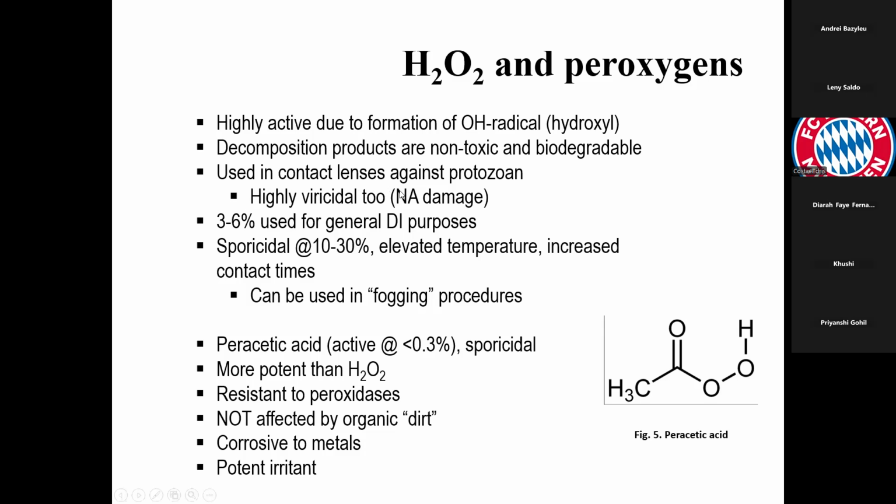As far as them being used for contact lenses, it's okay. You don't have to memorize this. Actually, it's just specifics we don't need. 3 to 6% is usually used for general disinfection purposes. But this 3 to 6% is only good for vegetative forms. If you want these chemicals, especially hydrogen peroxide, to be effective against the spores, you have to elevate the concentration up to 30%.